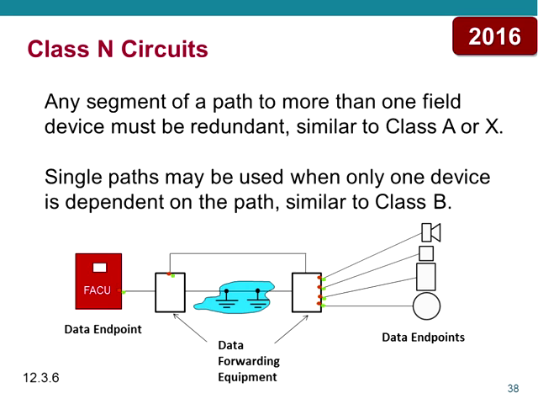Any segment of a path to more than one field device must be redundant, like a Class A or X, so that if I have some kind of fault, like this ground fault, I have another path over here. The data forwarding equipment, in this case, would have to be very close to the fire alarm control unit. And then, of course, a single drop to a single device or appliance is permitted. But anytime I have connections between data forwarding equipment, there must be a redundancy in order to provide that.